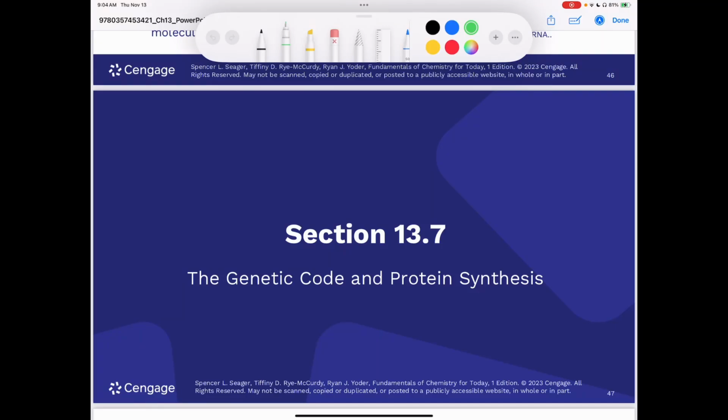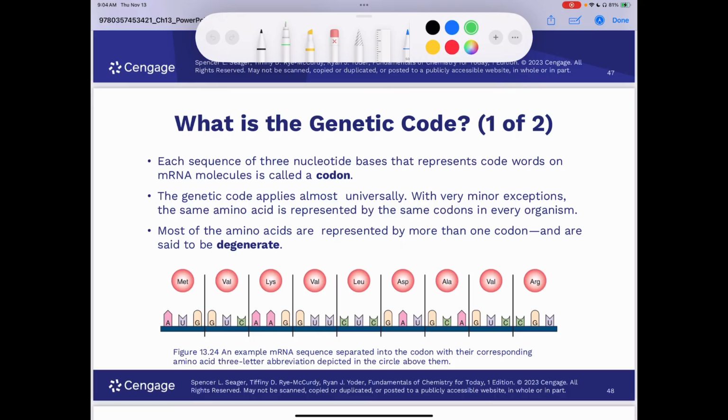All right, this section deals with the genetic code and protein synthesis. By 1961, it was clear that the sequence of bases in DNA served to direct the synthesis of mRNA, and that the sequence of bases in mRNA corresponded to the order of amino acids in a particular protein. However, the genetic code, the exact relationship between mRNA sequences and amino acids, was unknown.